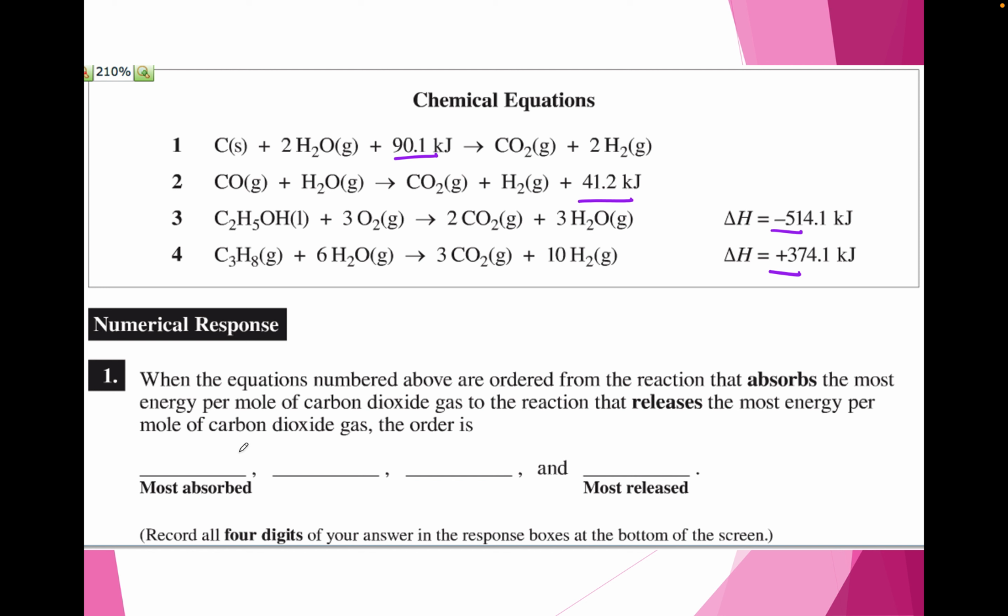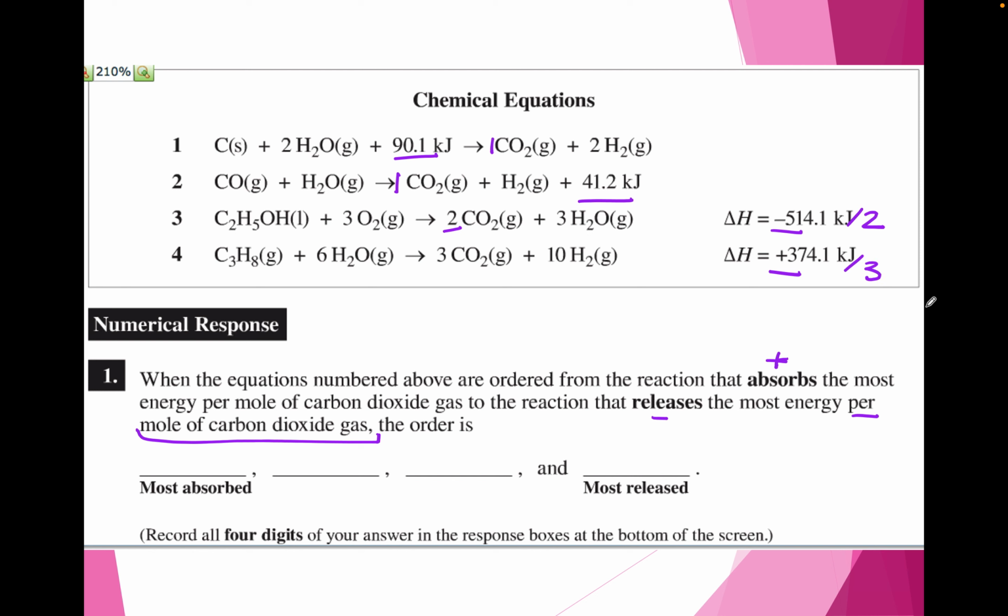With this one, we're ranking from absorbing the most energy to releasing the most. So if it's absorbing the most, you're looking for the most positive. And if it's releasing the most, you're looking for the most negative. Now, this is also asking per mole of carbon dioxide. So we want to make sure the equations are representing 1 mole. So for instance, the first 2 equations, they do have 1 mole, but the next 2 equations, you have this 2 here. So the value you're given, you'll have to divide by 2. And this last time you have a 3. So the value you're given, you'll have to divide it by 3.